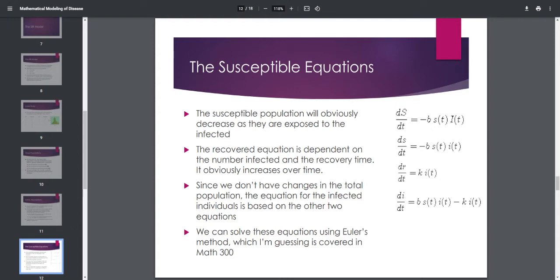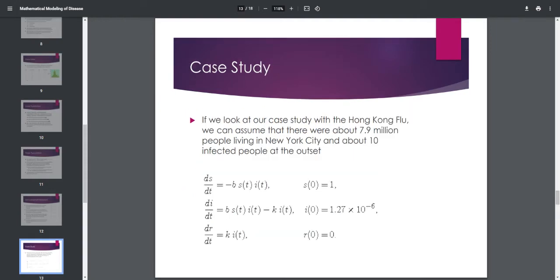So let's look at the equations. The susceptible population will obviously decrease as they're exposed to the infected based on the contacts that they have with those individuals who are infected, and those are the first two equations. The recovered equation is dependent on the number infected and the recovery time. And since we don't have changes in the total population, the equation for the infected individuals is based upon the other two, namely the susceptible and recovered. And so we can actually go about determining the equation for the infected. We can solve these using Euler's method, which I'm guessing gets covered in Math 300, but we'll skip some of the details of the calculus.